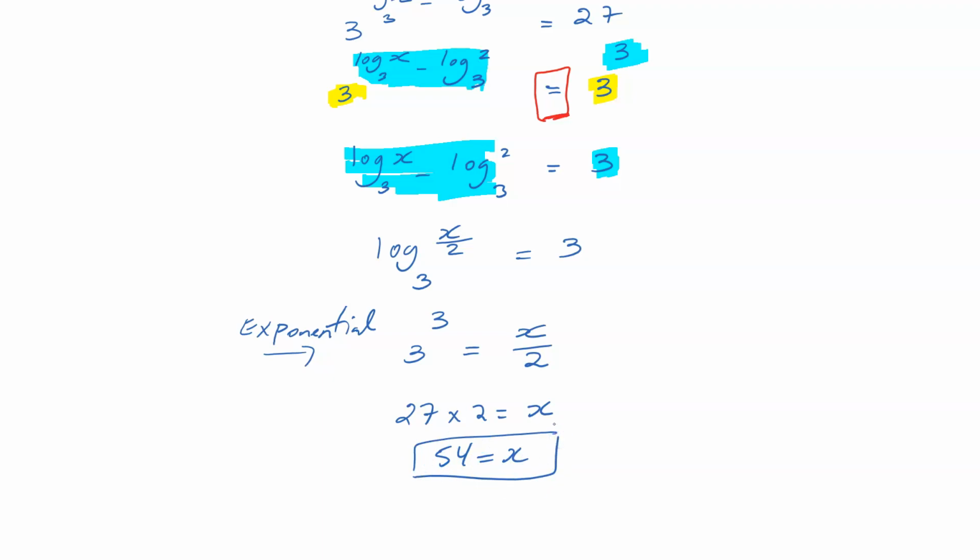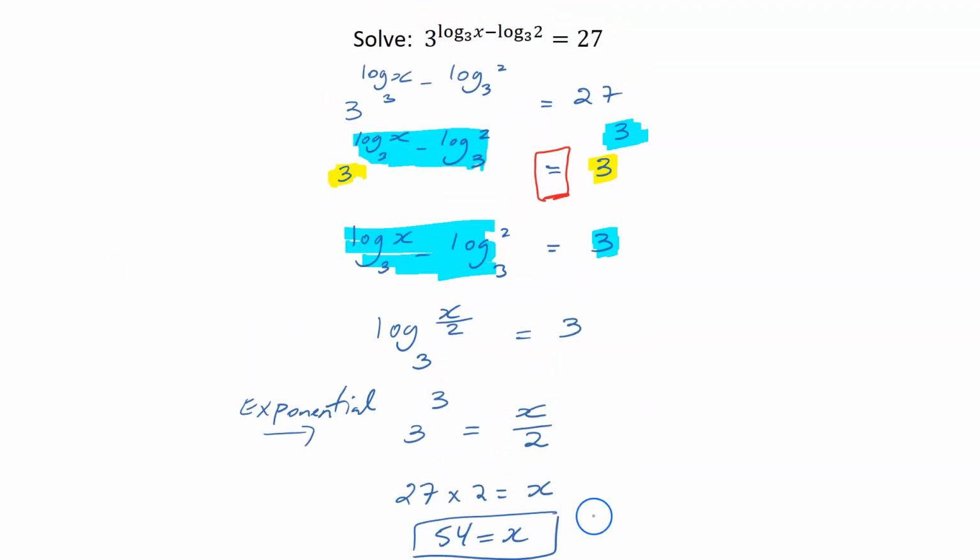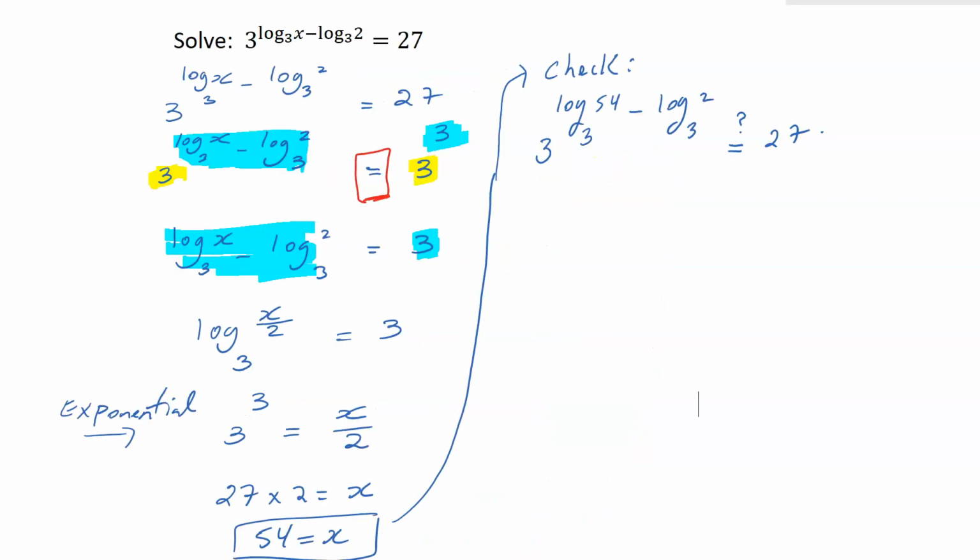Now you can go ahead and check and make sure that it is true. So plug x into the original equation. When you substitute 54 for x, we want to see if the left hand side is equal to the right hand side. Does it equal 27? So let's go through that.